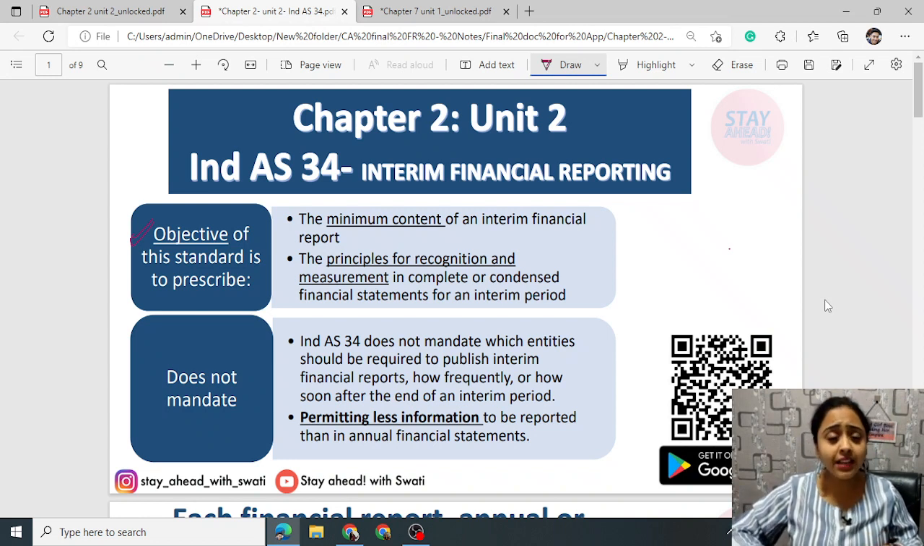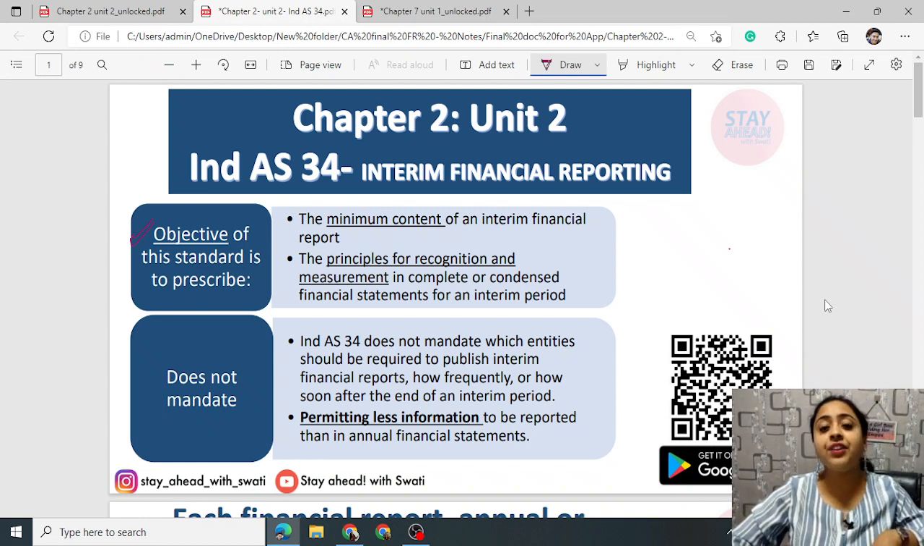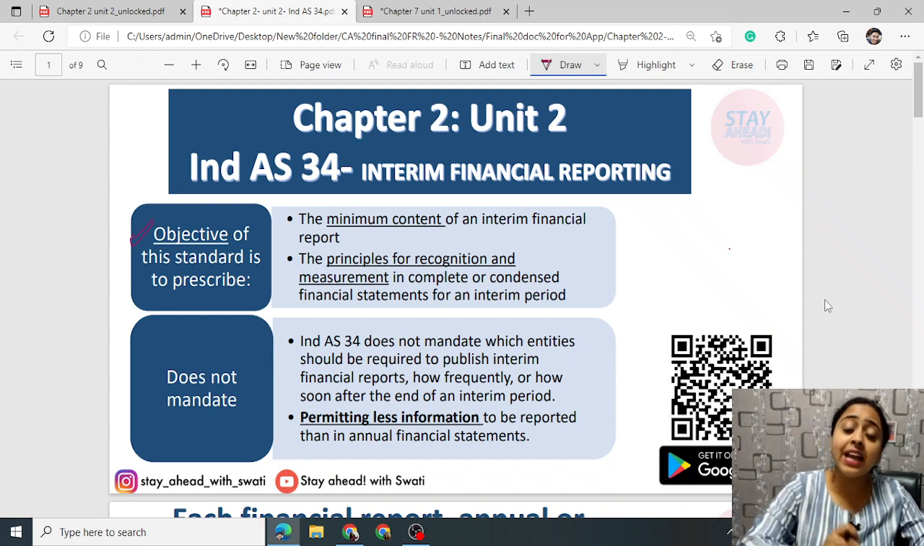Now, in this particular lecture, the standard does not require any particular entity to apply interim financial reporting, to present their interim financial reporting. It never ever asks or requires any particular entity. But if any particular entity chooses to apply interim financial reporting, then they have to follow the minimum requirements laid down in Ind AS 34.